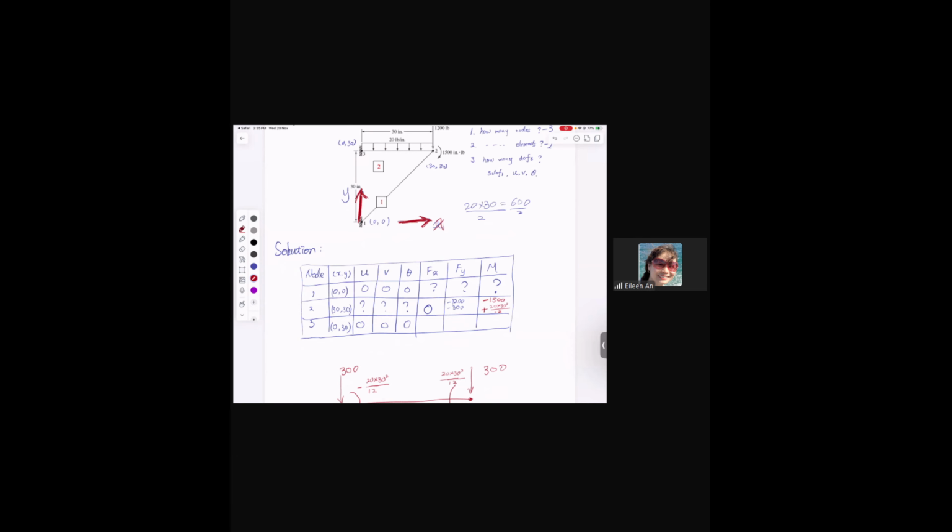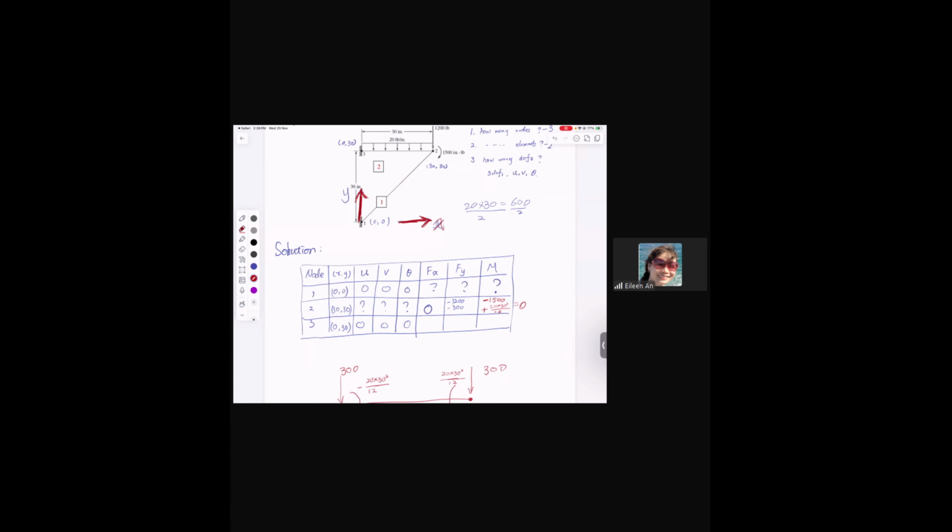Okay, if I'm not wrong, the sum of those two numbers should be 0. 20 times 30 times 30. Yes, so it's 0. Okay, now node 3. Can you tell me the force or the forces at node 3?